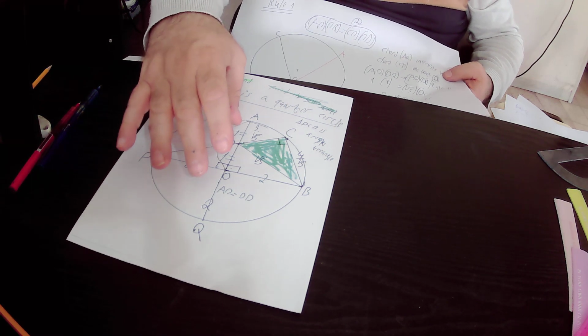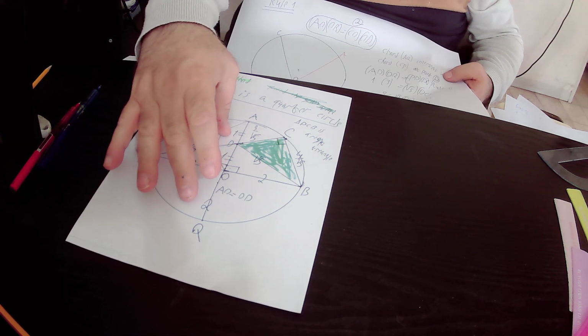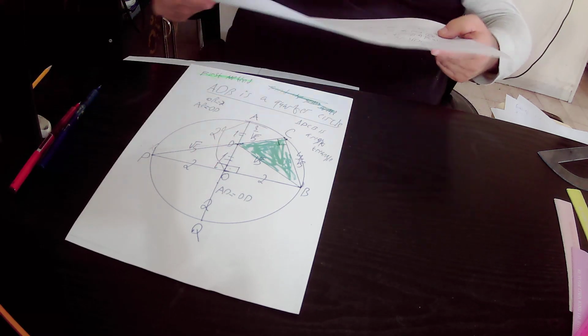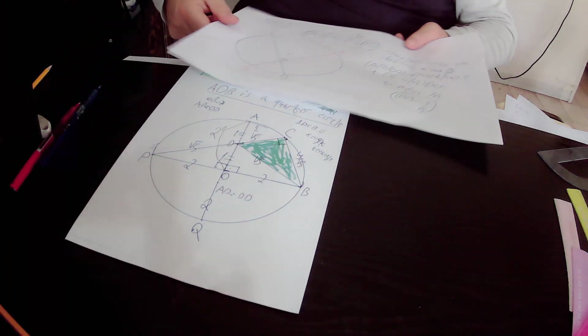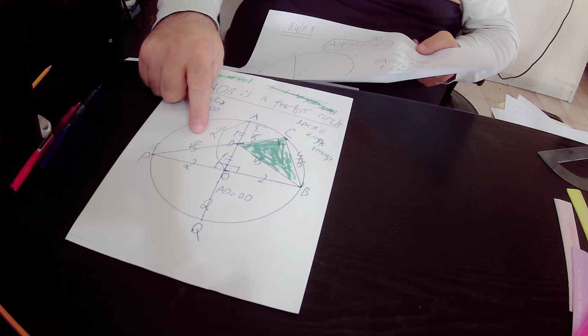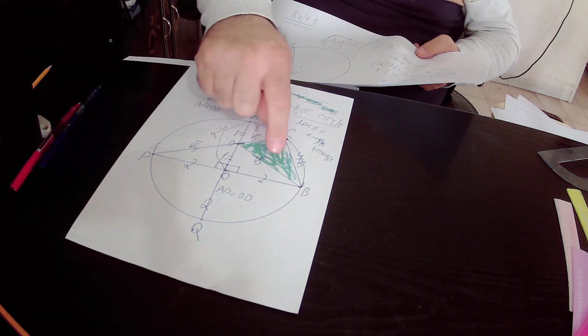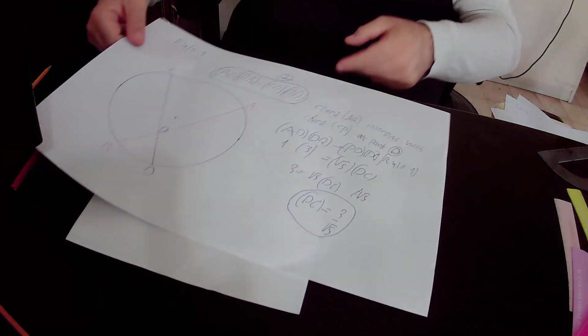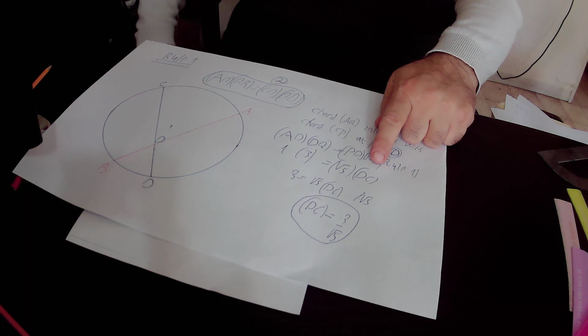Here, DQ is 1 plus 2, that is 3. PD is equal to 5 units. We already found that in the first method, and also OB is equal to 5 units according to the first method. This is the missing line segment.